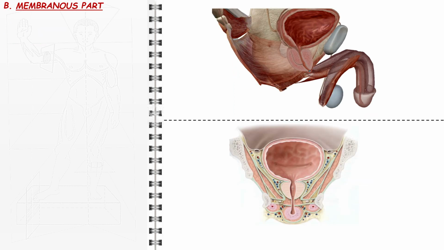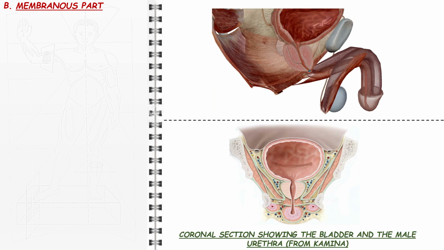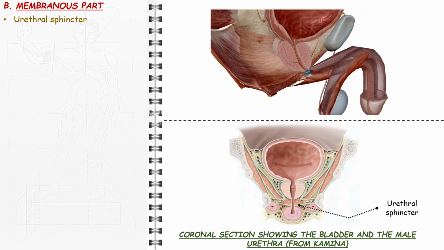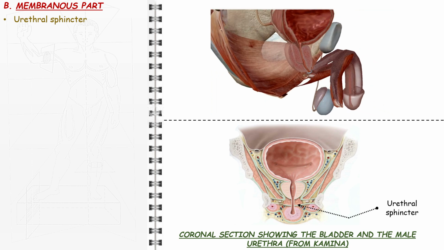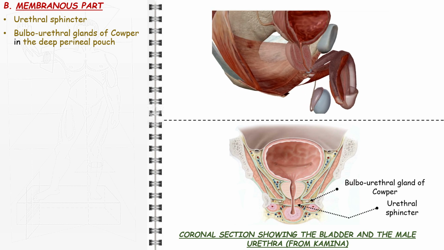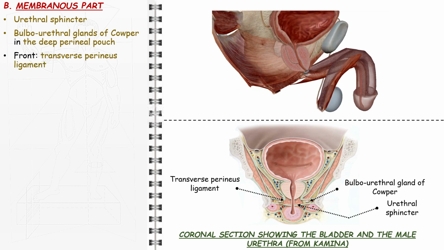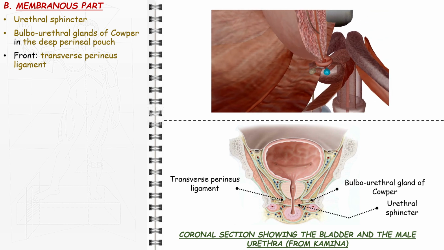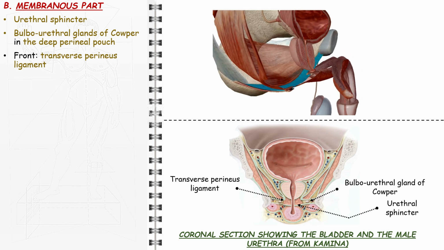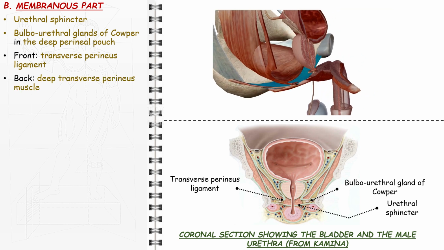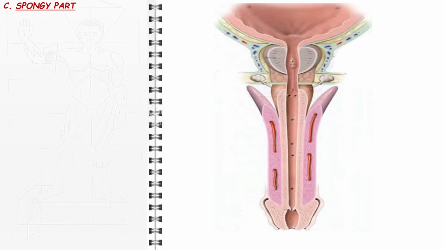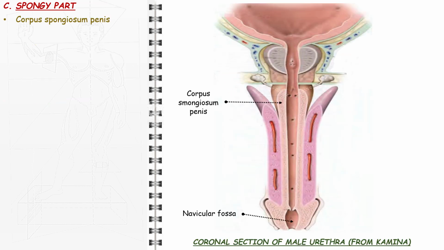The membranous part is surrounded, in the deep perineal space, by the urethral sphincter and, thus, is in contact, forwards, with the compressor urethrae muscle and the transverse perineus ligament, laterally, with the urethroprostatic muscle, the dorsal artery and nerve of penis and the bulbourethral glands of Cowper, and, backwards, with the deep transverse perineus muscle. It is fixed to the urogenital diaphragm by its superior and inferior fascia, the latter also known as the perineal membrane. The spongy part is surrounded by the corpus spongiosum.